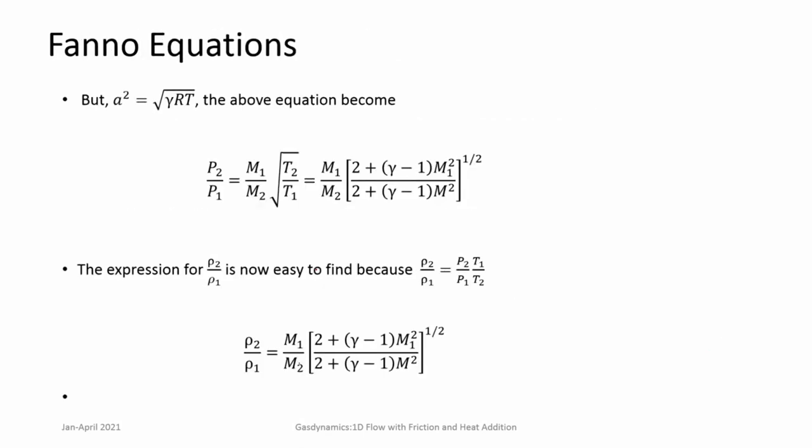That can be substituted here and you get P2 by P1. And rho2 by rho1, now just use the ideal gas equation of state, P is equal to rho R T. Okay. So, rho is equal to P by R T. So, rho2 by rho1 will be P2 by P1 divided by T2 by T1, or multiplied by T1 by T2. Okay. So, that gives the expression over here.